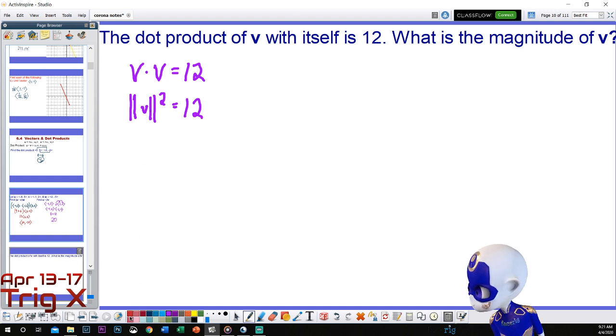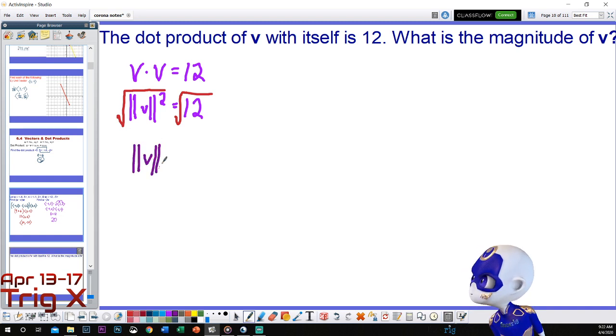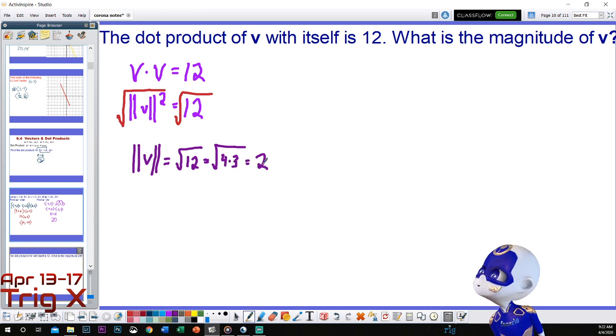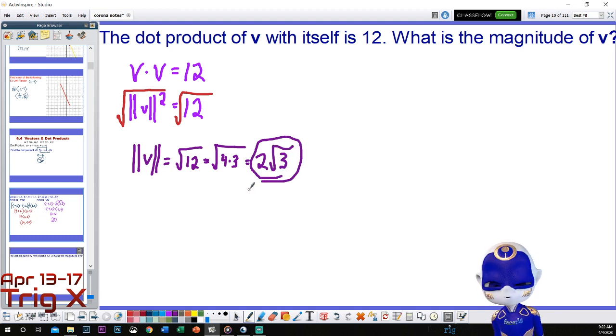Now, in order to solve this, to find the magnitude, I need to square root to cancel out that square. So both sides get square rooted just like that. That gives me the magnitude of v equals, now normally we would put plus or minus, but since magnitude is a distance, we're going to leave this as a plus. It's the same as the square root of 12. And of course I would love to reduce that. Remember that 12 is 4 times 3, so the square root of 4 is 2. The square root of 3 is just the square root of 3. So 2 square root of 3 is what we're looking for.